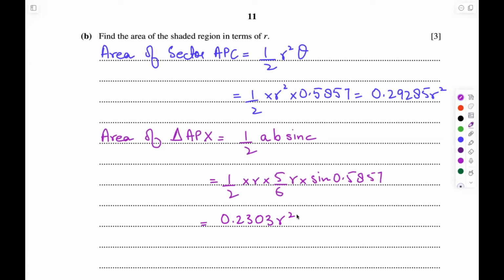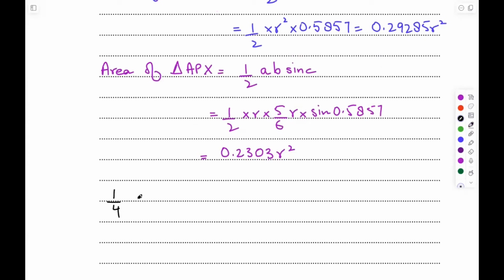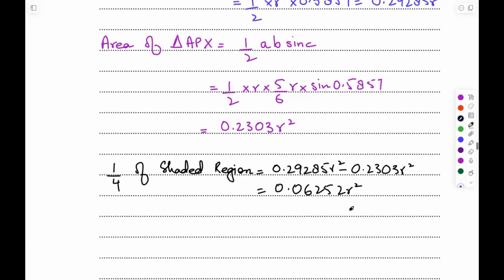0.2303 r squared. Now for finding 1/4 of the shaded region, subtracting these two areas, we'll get 1/4 of the shaded region. That will be equal to 0.29285 r squared minus 0.2303 r squared. Subtracting this from 0.29285, the answer will be 0.0625252 r squared. And then finally, the shaded region will be this answer multiplied by 4.